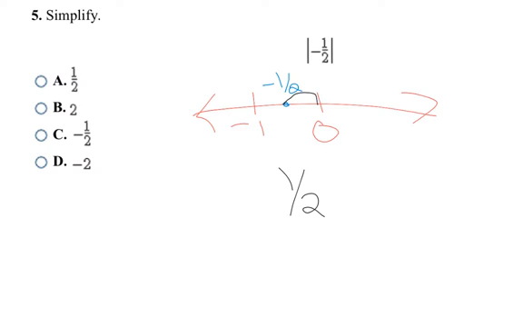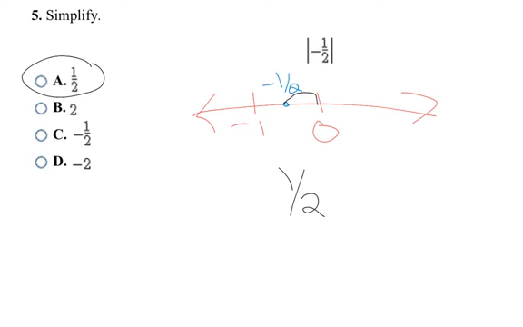And so that means that my answer here is going to be positive 1/2, because the distance from 0 is positive 1/2, making my final answer A. You don't have to draw out the number line. You could just realize that the distance from 0 is 1/2, and it's positive, so you drop the negative, and that's your answer.